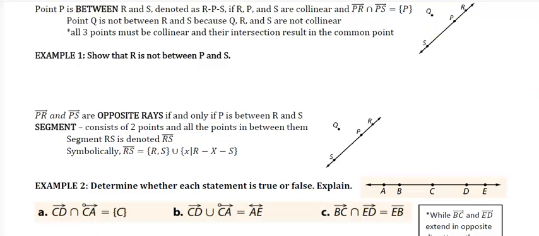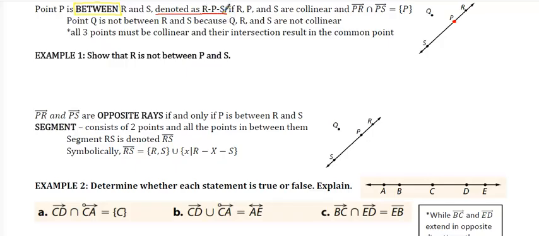All right, so now we're going to look at point P and this definition of between. So we have this definition of between here. It says point P is between R and S. So if you look at this diagram over here, point P is indeed between point R and point S. And this is important, like this is an actual definition for you.